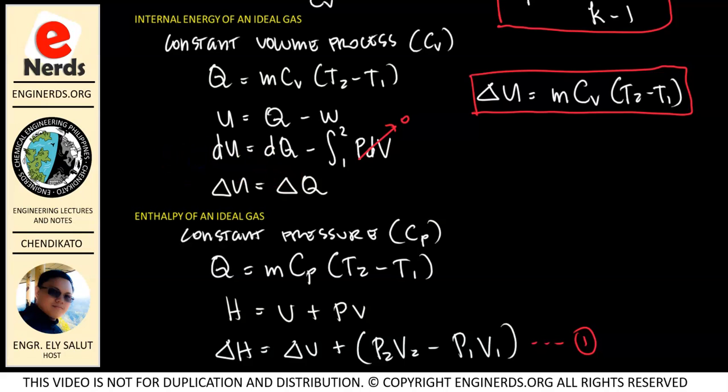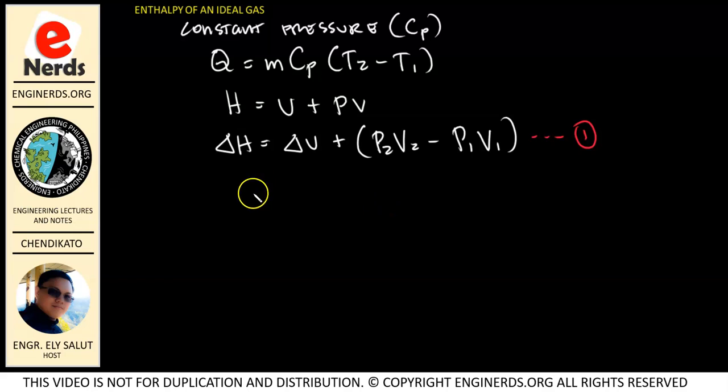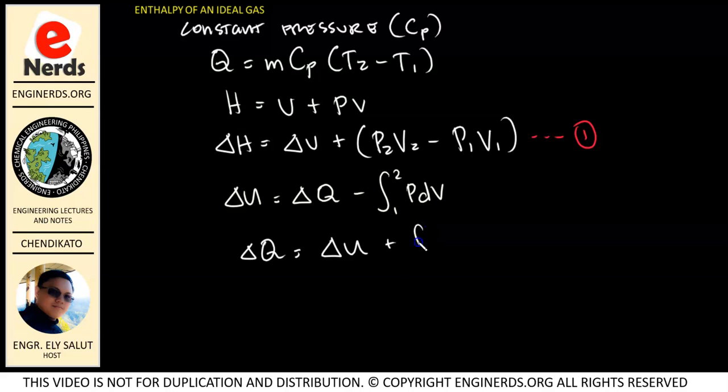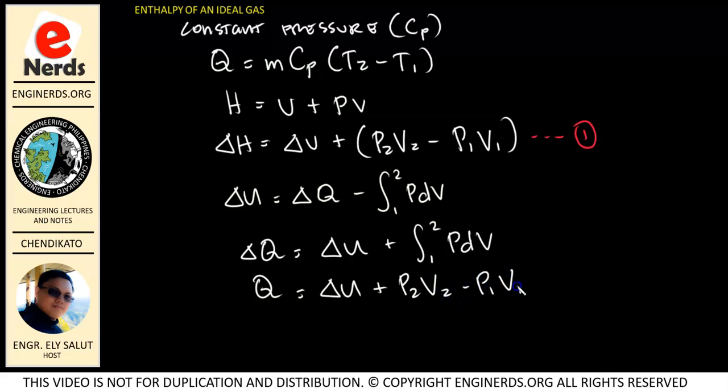Okay? So let me write that again here at the bottom. We have delta U equal to delta Q minus the integral of P dV. Rearranging this because we are interested in our Q here, we have delta Q equal to delta U plus the integral from 1 to 2 of P dV. So basically, Q is equal to delta U plus P2 V2 minus P1 V1.